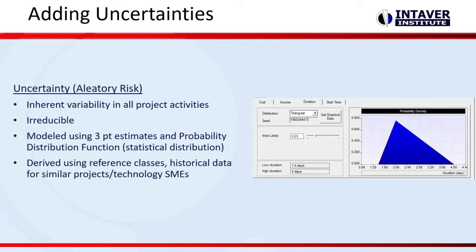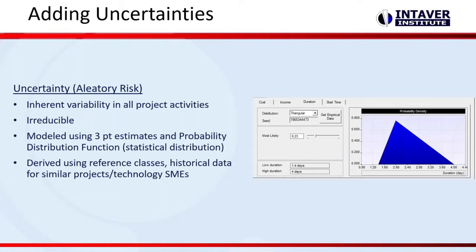So, adding uncertainties. Again, we talked about its inherent variability in all project activities. All other than milestones, every activity in the schedule, not just the ones on the critical path, but every single one needs to have uncertainty associated with it, because every activity is going to have some level of uncertainty. Now you can characterize that in different ways.